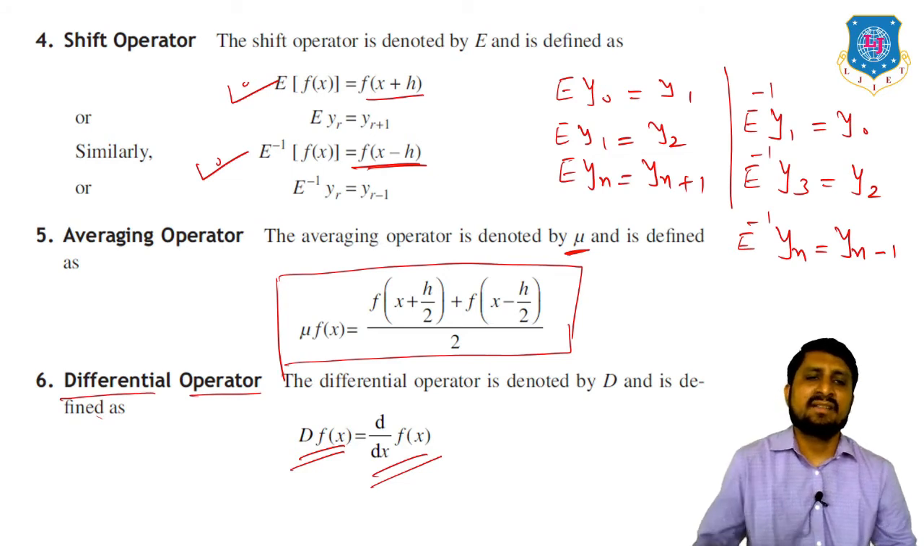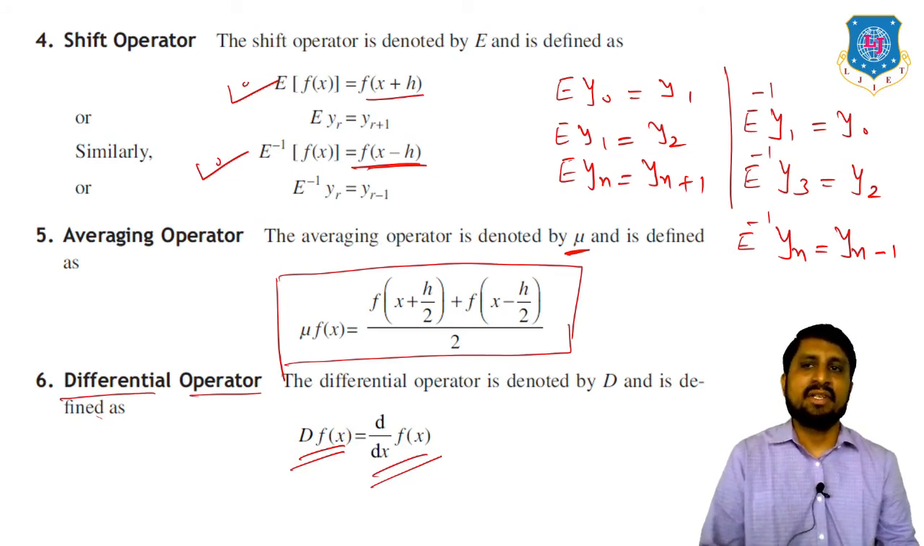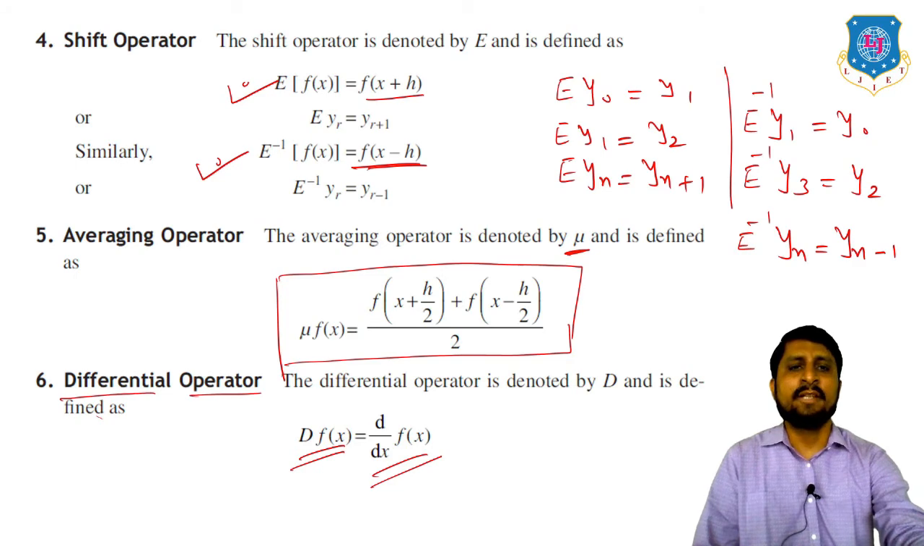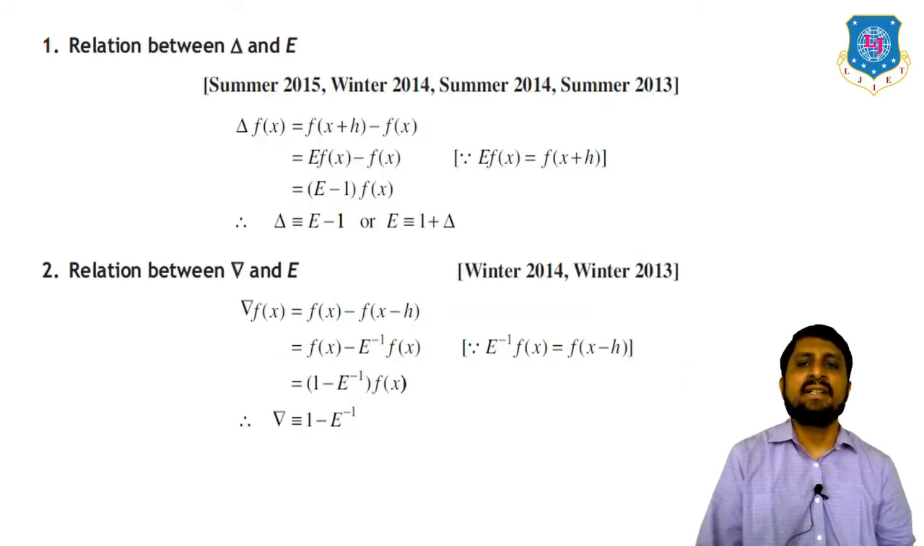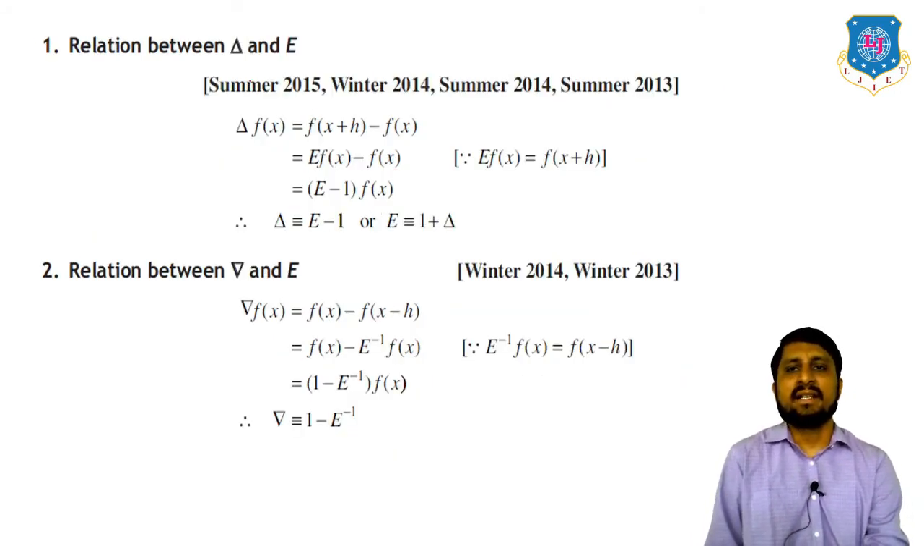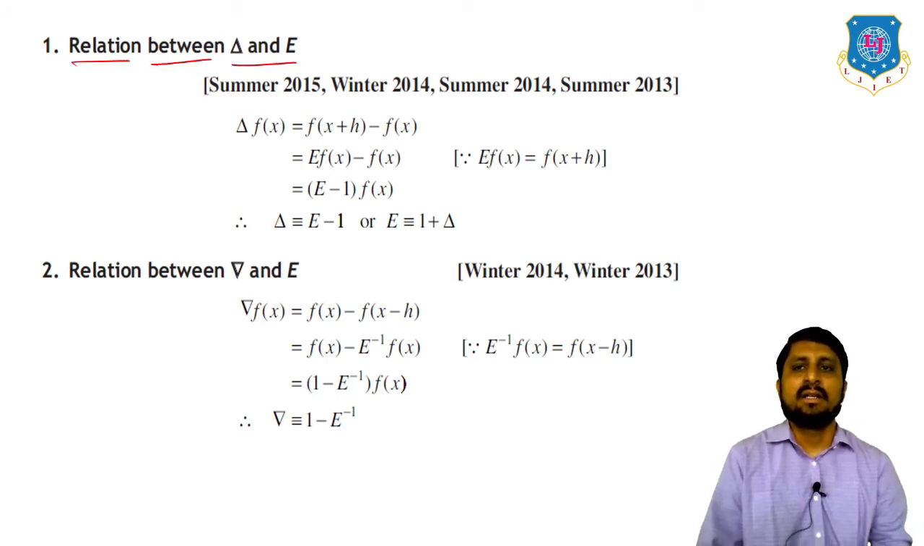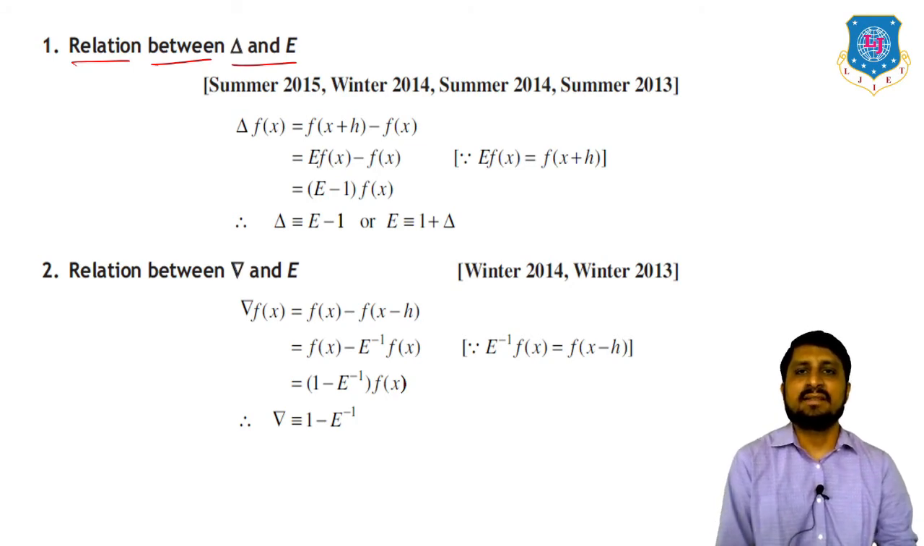So there are 6 operators: forward difference operator, backward difference operator, central difference operator, shifting operator, averaging operator, and differential operator. And there are some relations between all these operators. Okay, so relation between delta and E. You can see that this is very important, in previous DTU examination papers this question was asked many times.